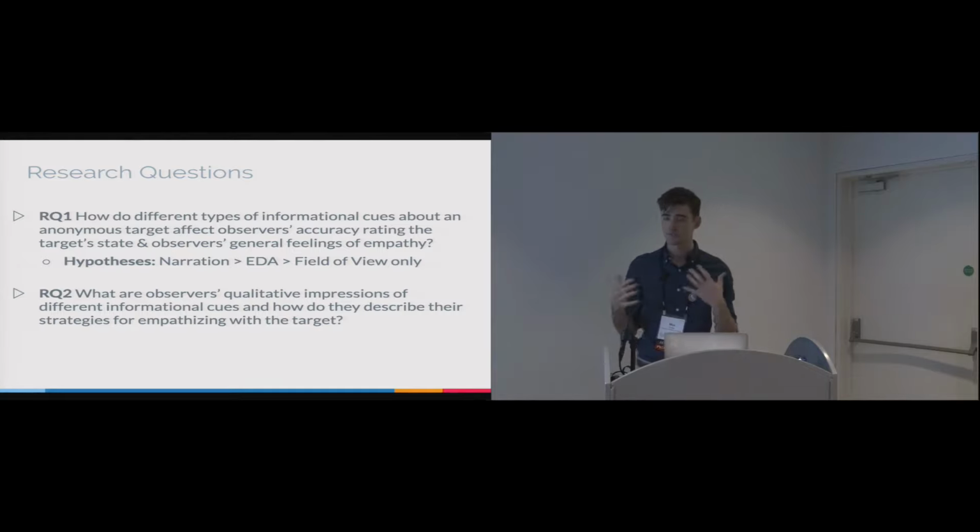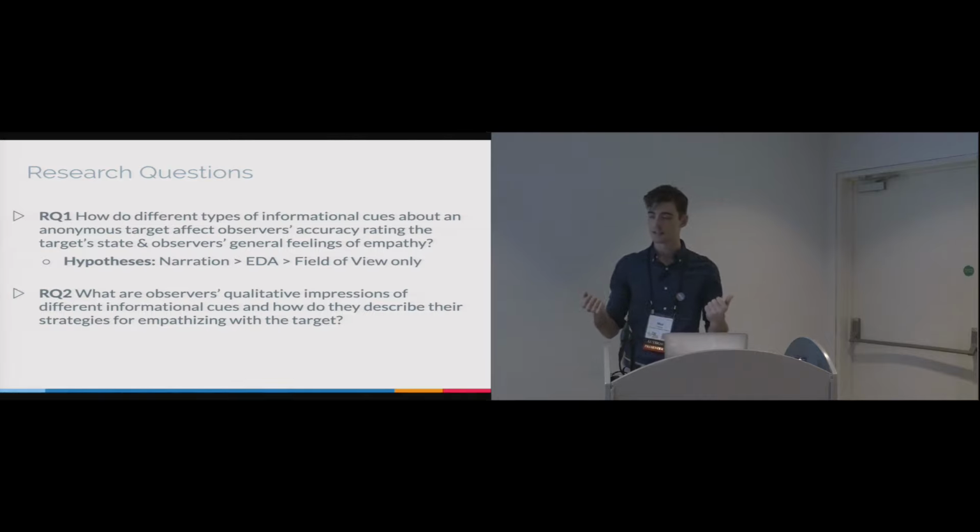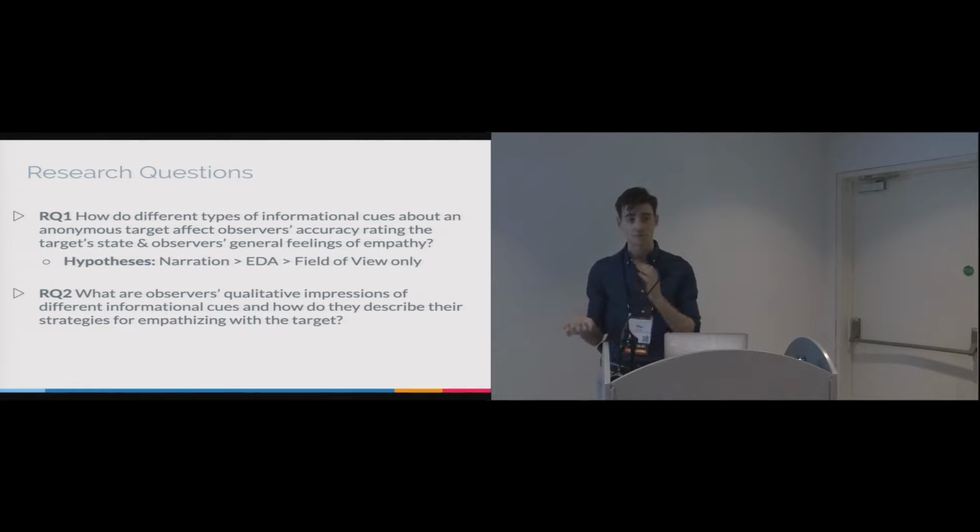We had three different types of informational cues we were testing. One was narration, a description of how the target was feeling. One was EDA, the electrodermal activity I mentioned earlier, versus a control condition that was just the content itself, which I'll show later on. We hypothesized that narration would have the highest accuracy, followed by EDA, because it's some information but not very clear what it is, followed by the control condition where you don't get any extra information.